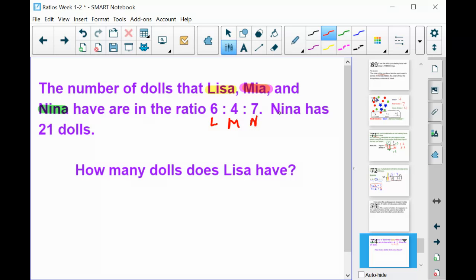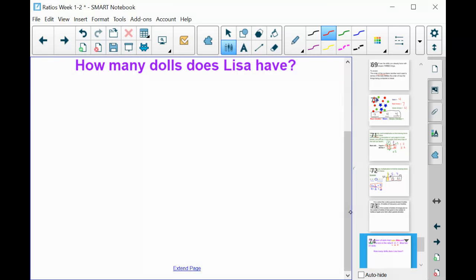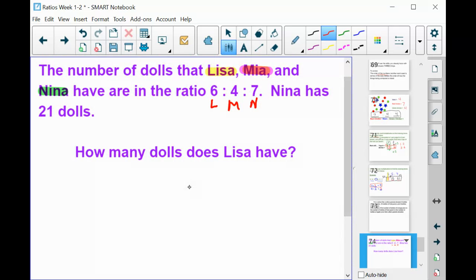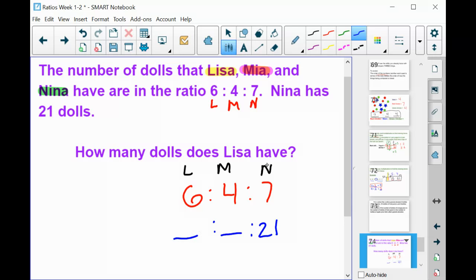Okay, now we also know that Nina has 21 dolls. So I'm going to actually rewrite this just so we can solve a little bit better. Give myself some more room to write. Let's start with our original ratio. So 6 to 4 to 7. And I'm going to put the girls' first initials, Lisa, Mia, and Nina on top. And then what we're going to try and do is find out how many dolls does Lisa have if we know Nina has 21. Do you see how I knew to put that 21 right under the Nina? So Nina has to be the third term. So we're trying to figure out specifically Lisa, but we could also figure out Mia too.